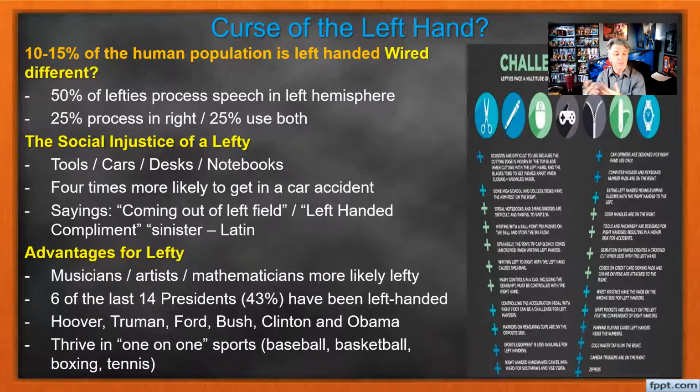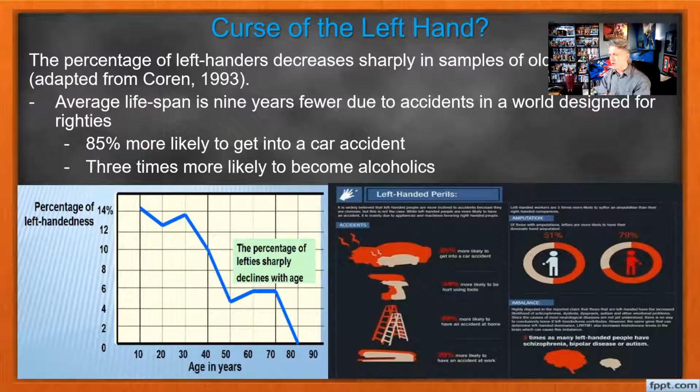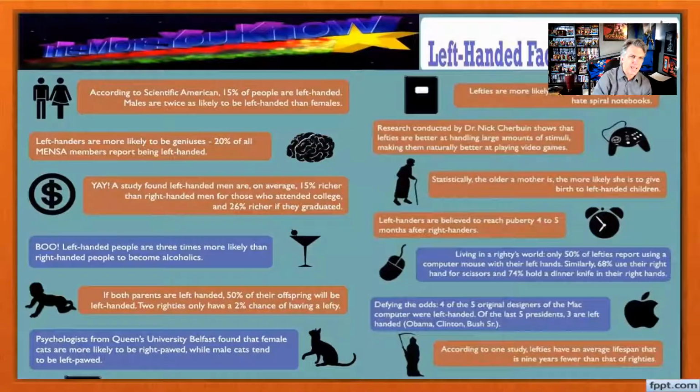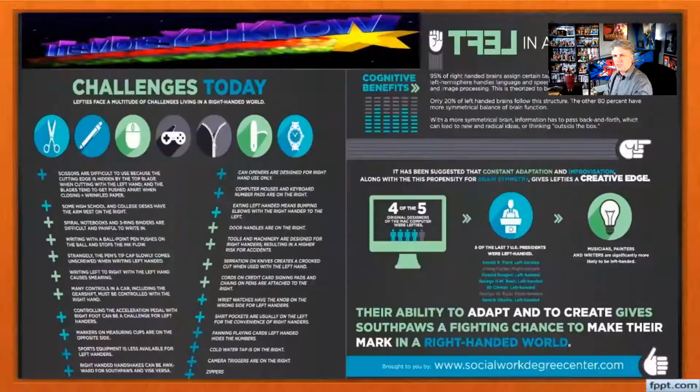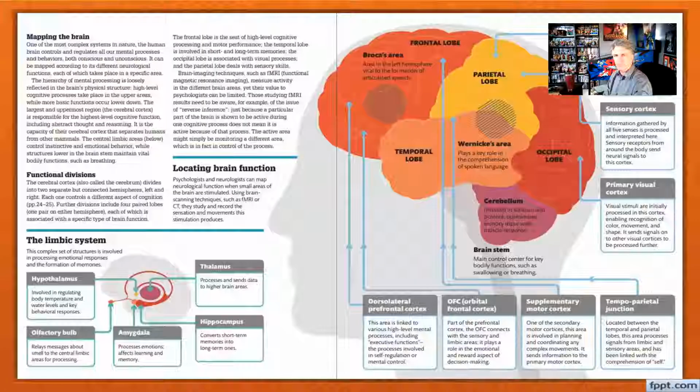Now, lefties also have advantages. 6 of the last 14 presidents have been left-handed. Hoover, Truman, Ford, Bush, Clinton, Obama, all lefties. You tend to thrive in one-on-one things because a lot of righties aren't used to dealing with you. Now, as a result, left-handed people do have a little bit less of a lifespan due to being more likely to get into car accidents and things like that. But also there's a lot of advantages to it as well. Some other stuff there on left-handed people if you'd like to continue to read.